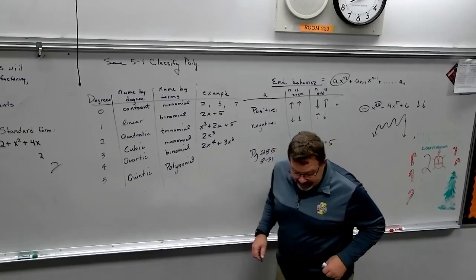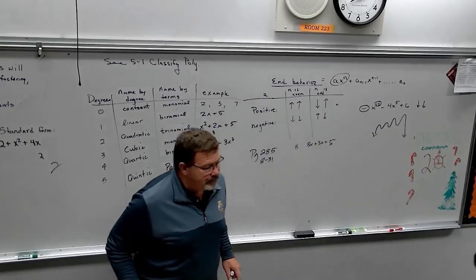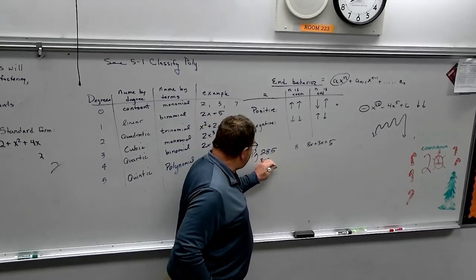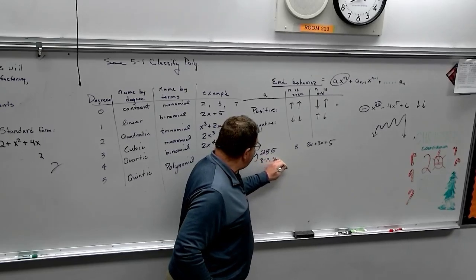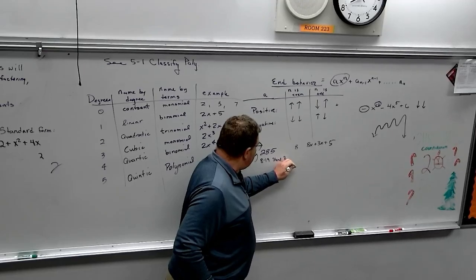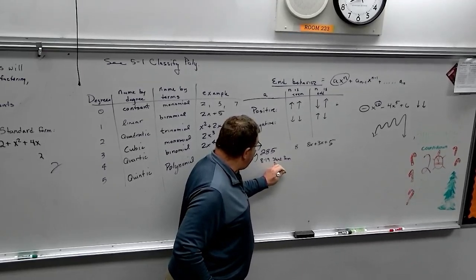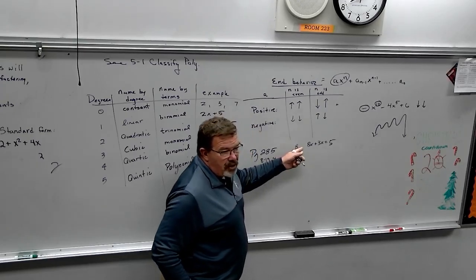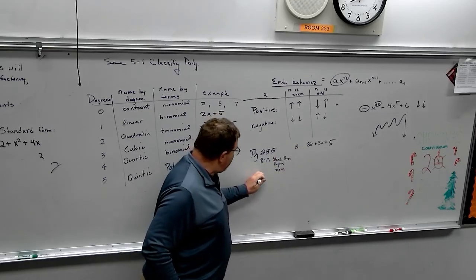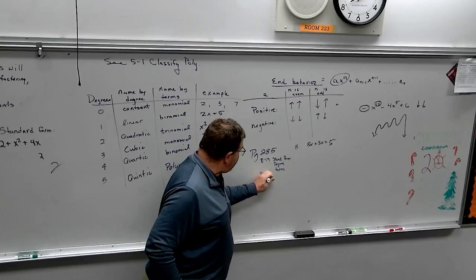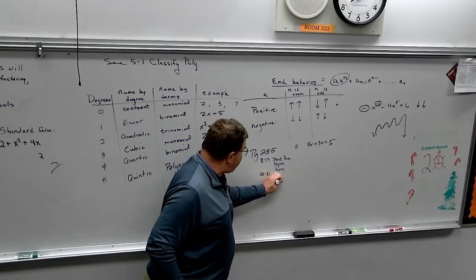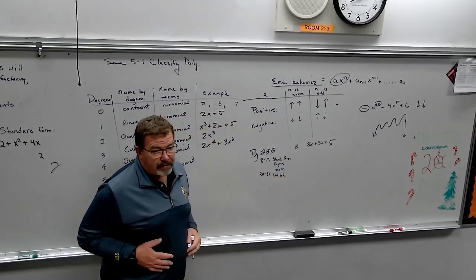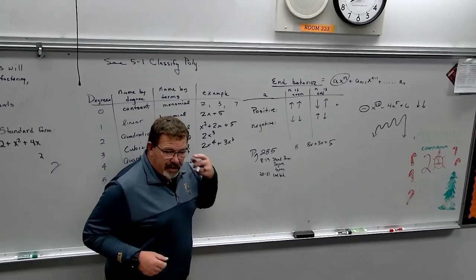All right, here's all you're doing. On 8 through 19, I want you to put it in standard form. Then I want you to classify it by degree and then by terms. And I'll do number 8 with you so you know. Okay? And then on 20 through 31, I just want you to tell me your end behavior. Is it up, up? Is it down, down? That's it. And I can do number 20 with you.